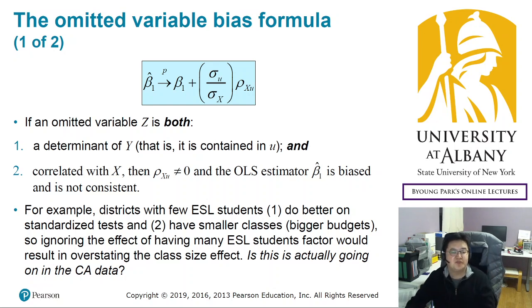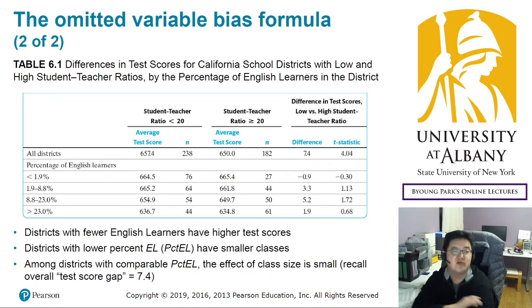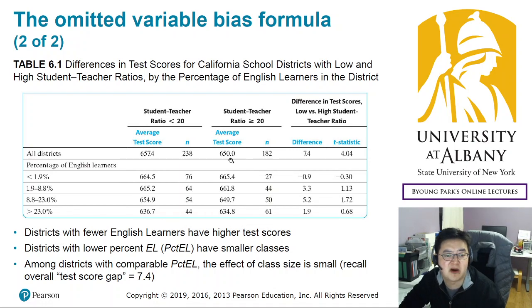But fortunately, we have the data. So think about this. This is from California data, and the sample size is about 420. So there are 420 school districts, and we observe their student-to-teacher ratios and their test scores. And also we observe their percentage of ESL students. And I am going to interpret this table. Now, this is real data.